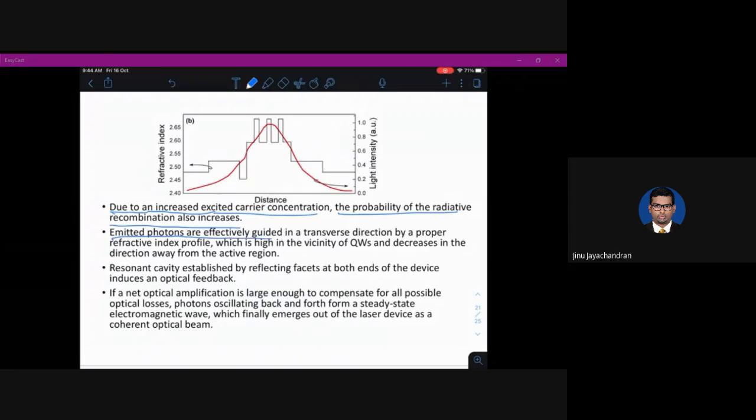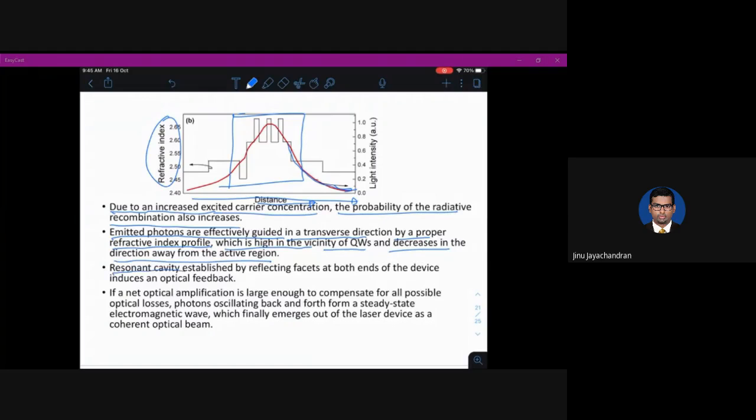Emitted photons are effectively guided in a transverse direction by a proper refractive index profile, which is high in the vicinity of quantum wells and decreases in the direction away from the active region. So basically, this is your active region. And this graph shows the refractive index along with the distance. So as you travel along the semiconductor, you see that the refractive index is maximum along the active region, which will make sure that none of the light emitted out of the active region will be transmitted. Instead, it will be reflected back. Okay, so it will come out and it will see a low refractive index along the active region, which will make sure the light will be guided and transmitted.